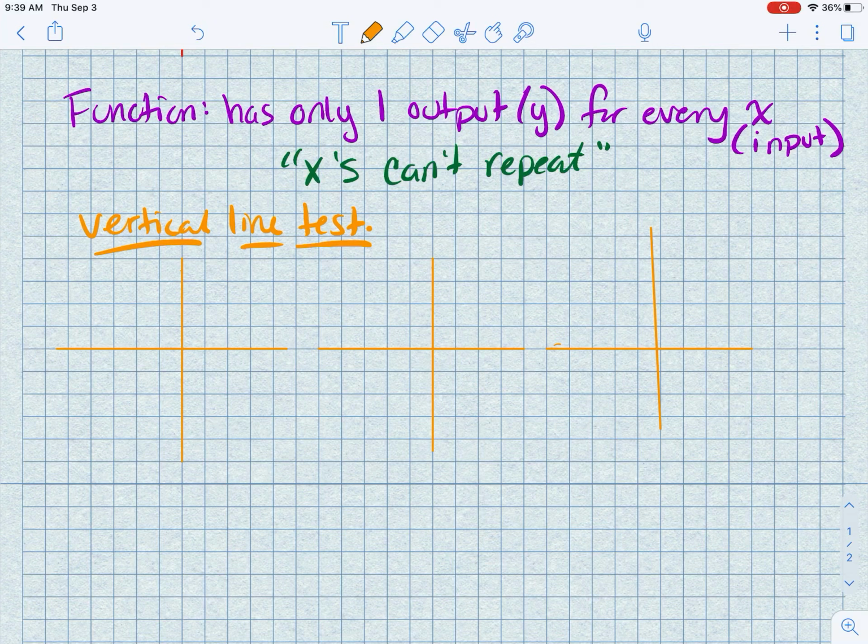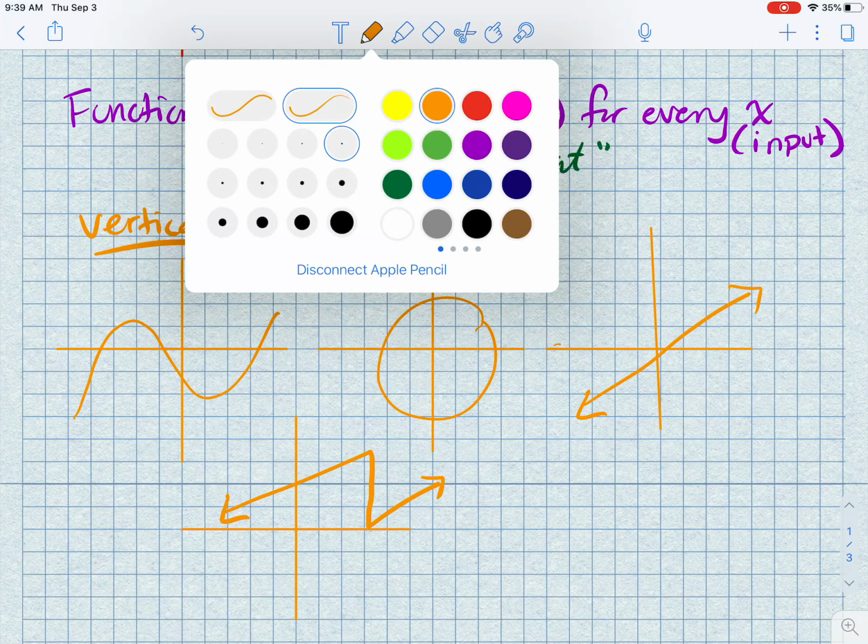All right, so we have 3 graphs. Now, the first one's going to look like this. The second one is going to be a circle. The next one is going to be this lovely line. Okay, let's go ahead and do one more graph just to make a funky one, because I want you guys to be able to see multiple types of graphs. They don't all have to be lines. Okay, so here's 4 graphs. Now we're going to tell if each one's a function.